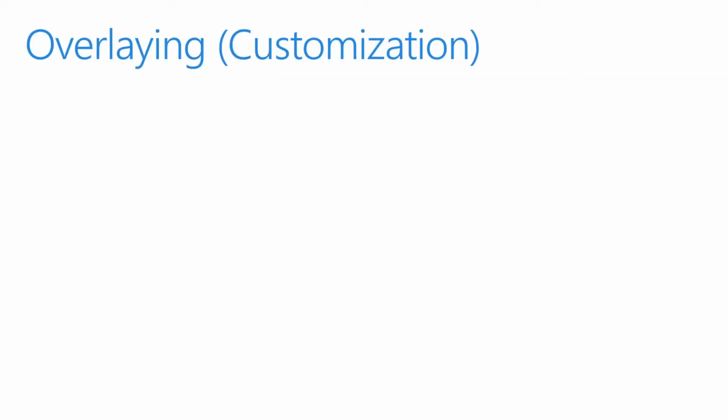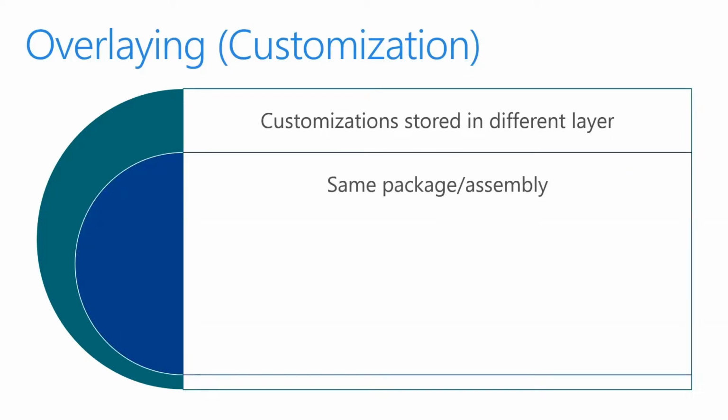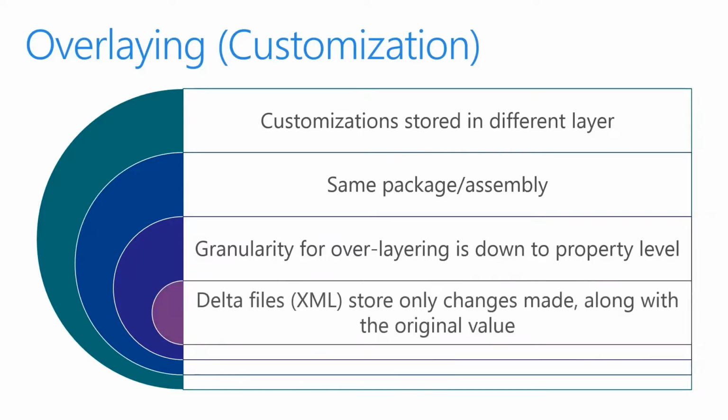Let's take a further look at overlaying. Overlaying may be referred to as customizations. When we use the overlaying approach, we are storing our changes against a particular element in a higher layer. However, it is within the same package and therefore the same assembly. The granularity for overlaying is down to the property level. Delta files, or XML files, for the customized elements store only the changes or customization along with the original value.